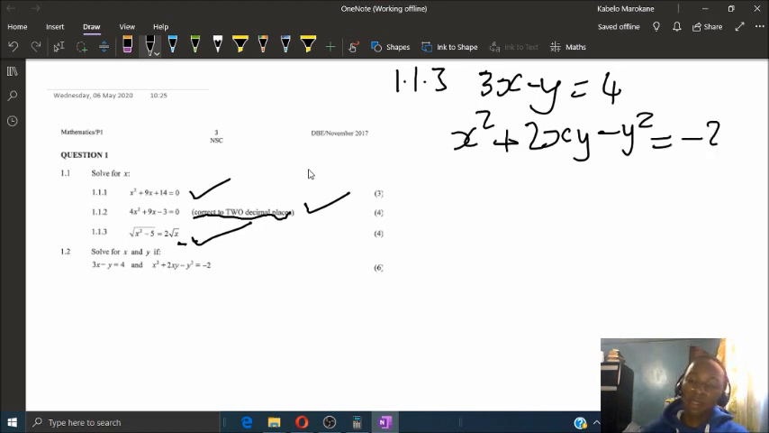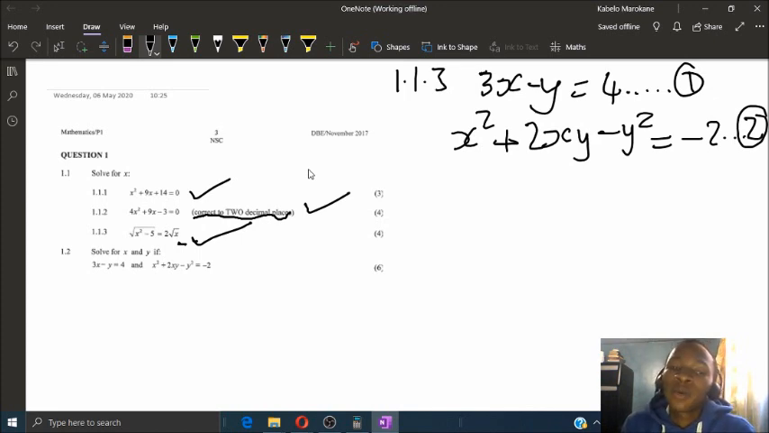So the most important thing about simultaneous equations is that we have to label our equations. For example, we can label this one as equation 1, so that we can easily reference it when we are solving for x and y. And also we have to make a third equation so that we can easily solve for x and y. And when we are making the third equation, we have to look for the easiest one. In this case, the first one is easy compared to the second one, so we can easily make y the subject of the formula in the first equation. So let's do it.